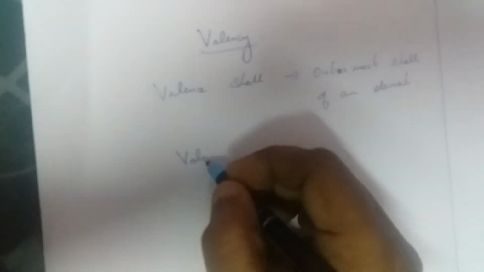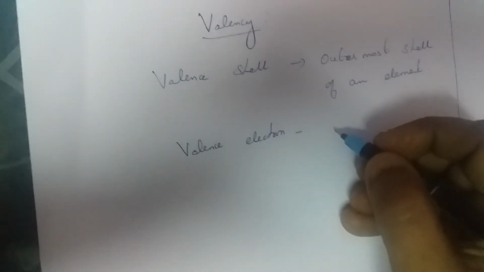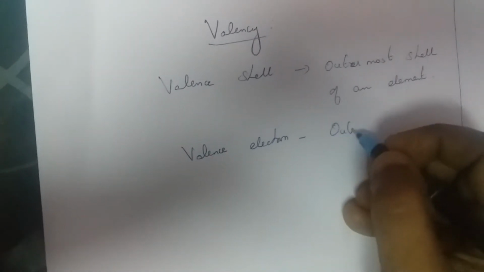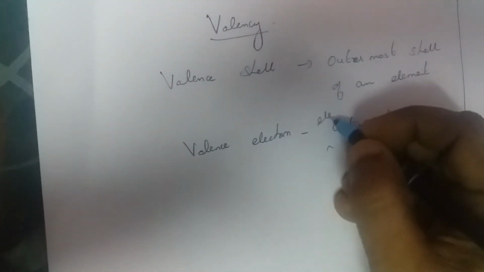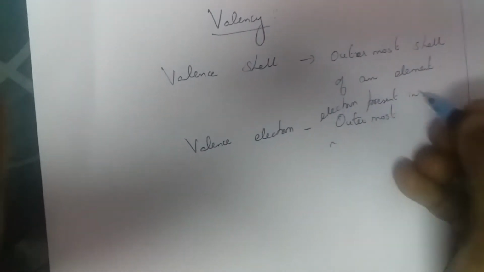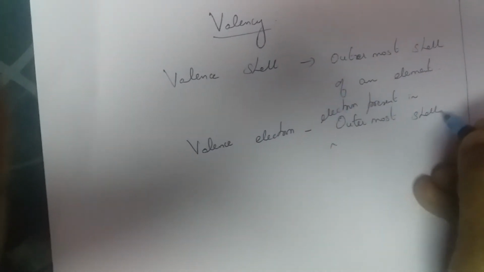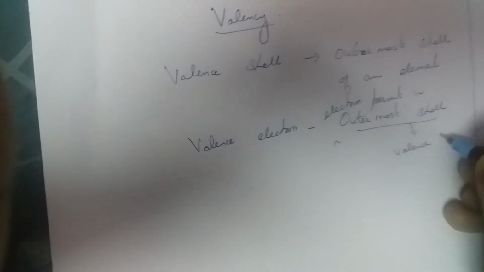Next we are going to see valence electron. What do you mean by valence electron? Valence electron is nothing but the electron present in the outermost shell, that is, the valence shell.